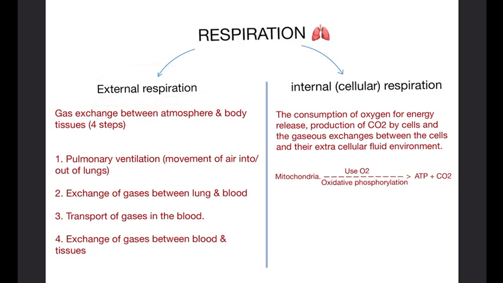Now, we have said everything, right? What will be the internal respiration? That is how the tissues utilize the oxygen. Tissues need oxygen to form energy. How does this occur? Through the mitochondria. Mitochondria use oxygen by oxidative phosphorylation to form ATP and carbon dioxide. ATP is nothing but energy, we all know that, and carbon dioxide is released.